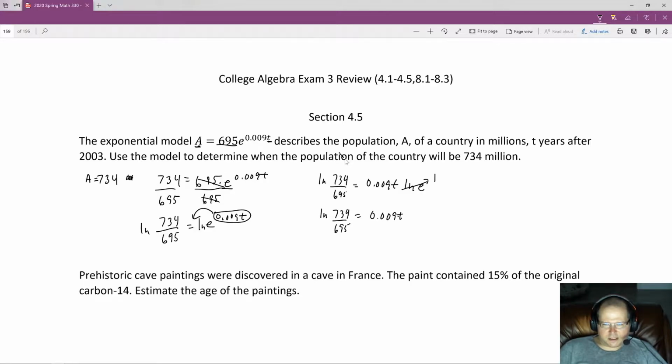0.009 t. We undo the multiplication of t by 0.009 by dividing by 0.009. Whatever we do to one side, we do to the other. The 0.009 cancels out on one side, leaving me t is equal to the natural log of 734 over 695 all over 0.009.